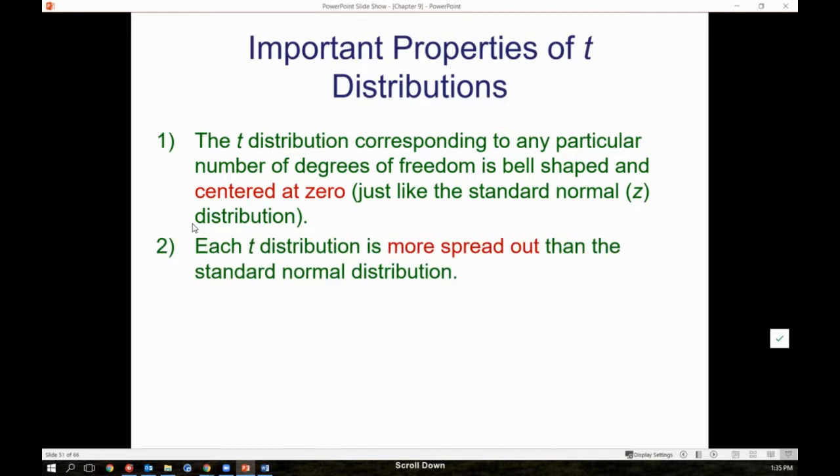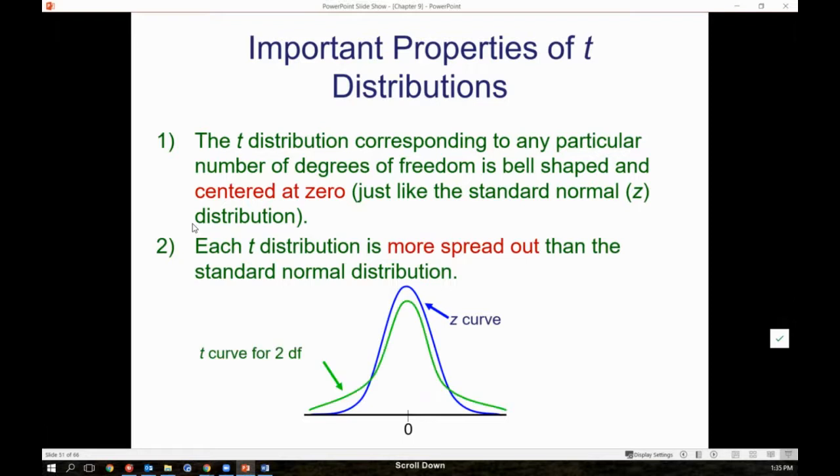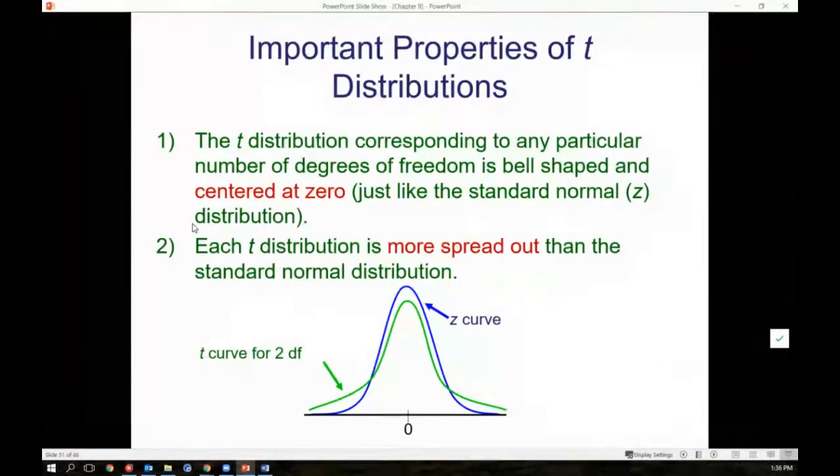However, this is different in that it's more spread out than the standard normal. So if we look at the picture on the screen, we have our z-curve, but then the t distribution with 2 degrees of freedom. Notice the peak doesn't go as high because the tails are thicker. We have to absorb that area somewhere. So we absorb it in the tails.